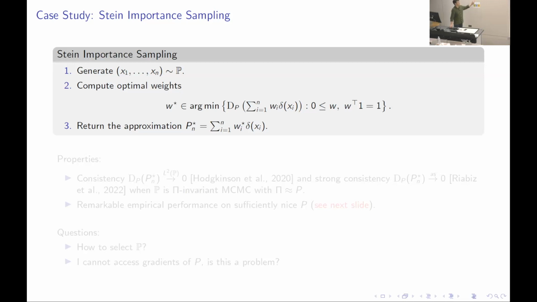You can imagine that this can go horribly wrong if you generate from a proposal that is way off, right? Then you don't get enough candidate states where the target has a lot of mass.